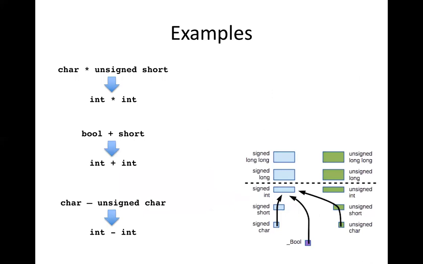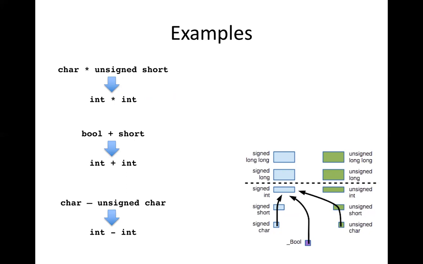I've got some examples here, and we'll pretend we're on the common platform, so that's the picture I put down here. These are all easy, because the rule for lower ranked types is just bring it up to int. So if you multiply a char by an unsigned short, those are both going to get converted to int, at least to do the multiply. If you add a bool to a short, well, bool is still an integer type. It just holds values 0 or 1. So both bool and the short will get converted to int. If you subtract an unsigned char from a char, they'll both get converted to int before they're doing the subtraction.